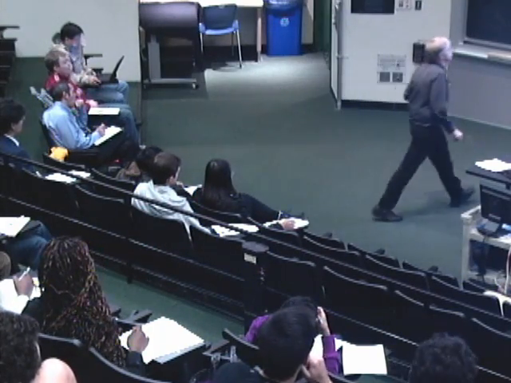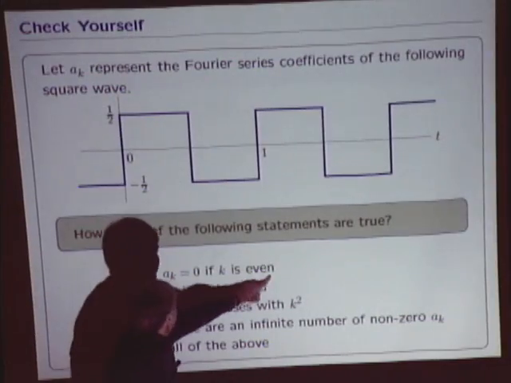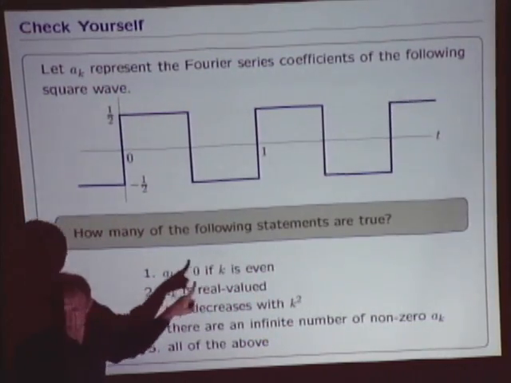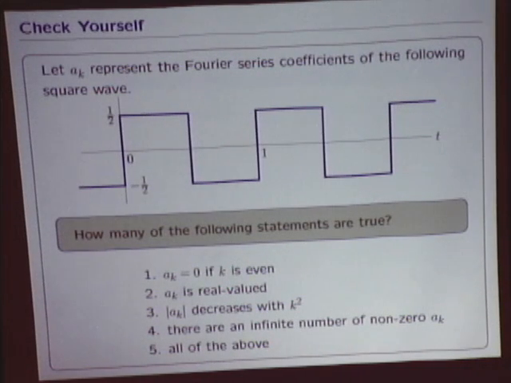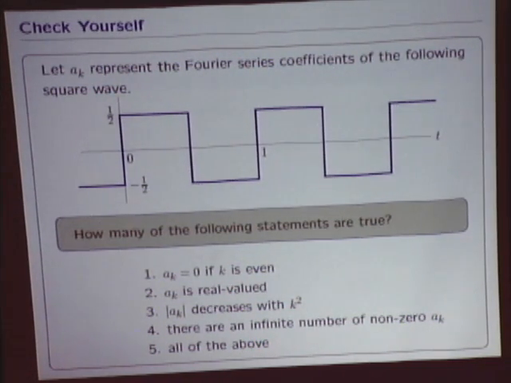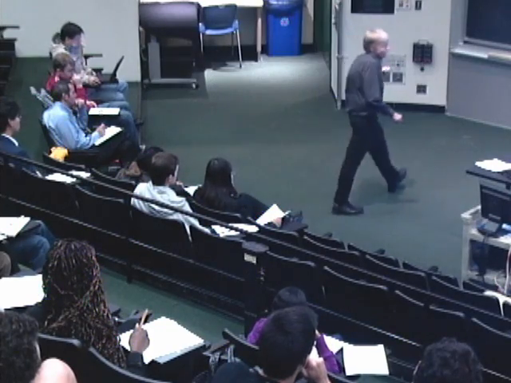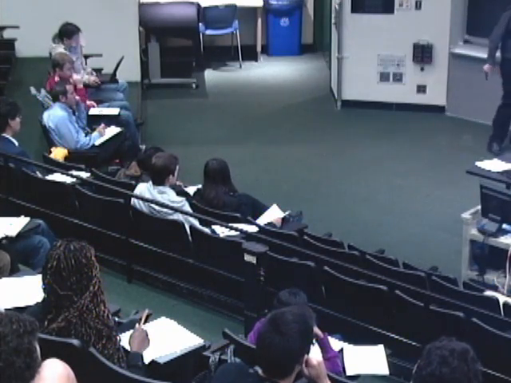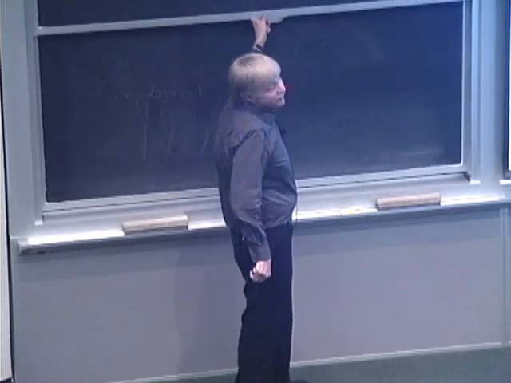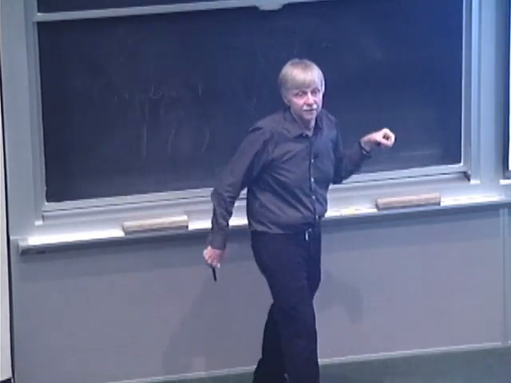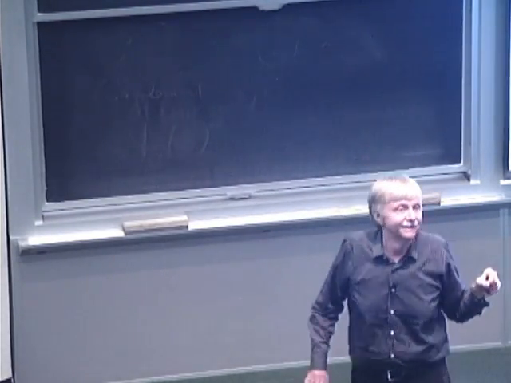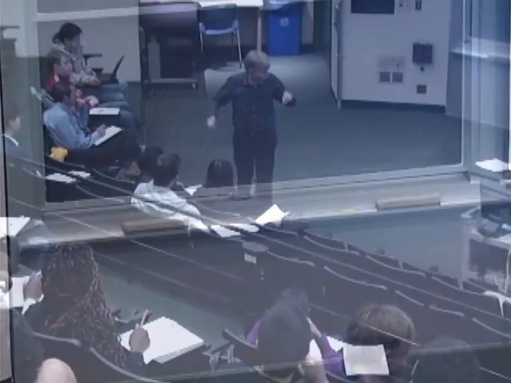So let's get back to this one. How do I think about this one now? I want k to be even. What does k even correspond to? Okay, let's assume I don't know what k even corresponds to. How do I do this if I don't know anything? How do I just grunt through it? Yeah? Just do the integral, exactly.